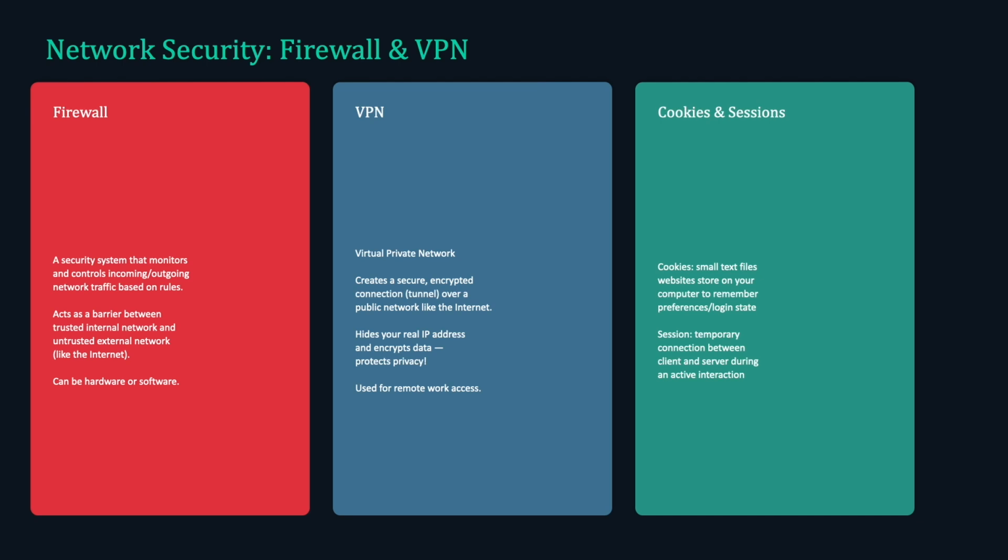A VPN, virtual private network, creates a secure encrypted tunnel over a public network. It hides your real IP address and encrypts your data, protecting your privacy. Commonly used for remote work access. Cookies are small text files websites store on your computer to remember login state and preferences. A session is a temporary connection between client and server during active interaction.